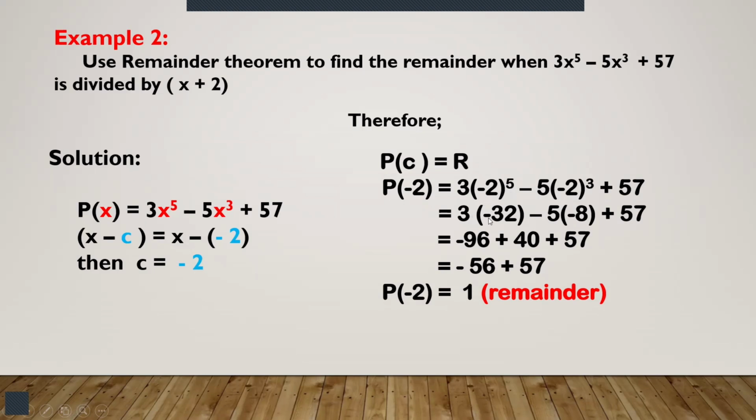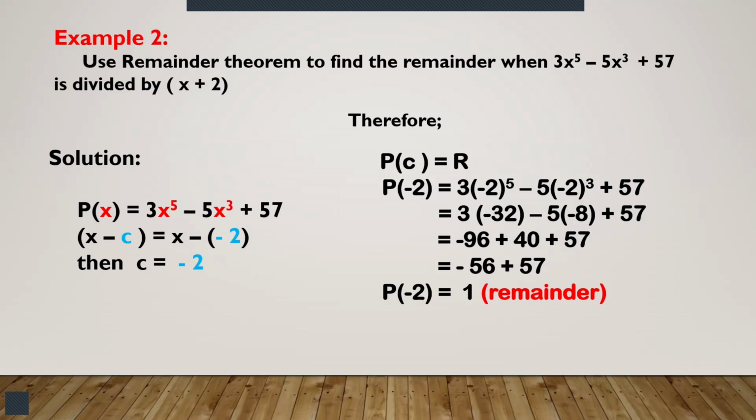So, negative 2 to the fifth is negative 32, and negative 2 cubed is negative 8. So, evaluating this further, we have 3 times negative 32, that is negative 96. Negative 5 times negative 8, that's positive 40, and then plus 57. We have negative 96 plus 40, that is negative 56, and added to 57 will give us 1. Therefore, the remainder is 1.